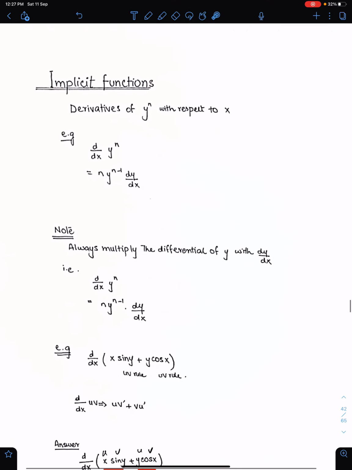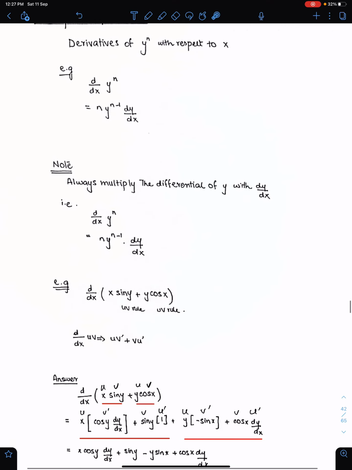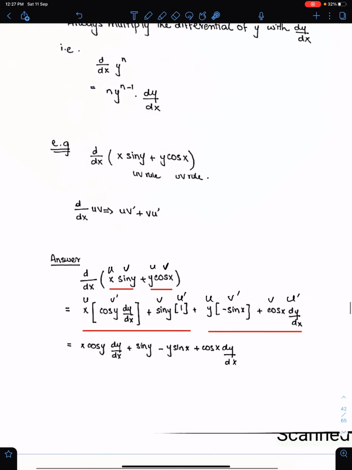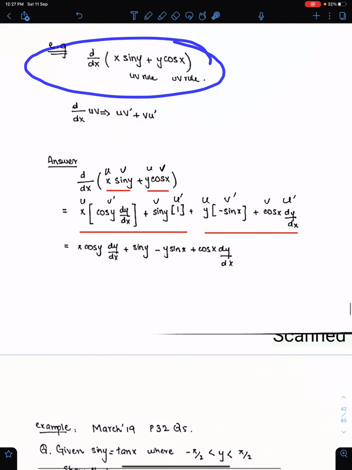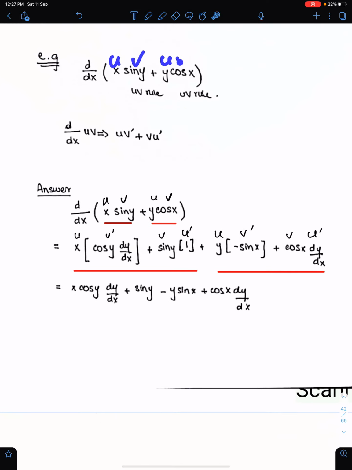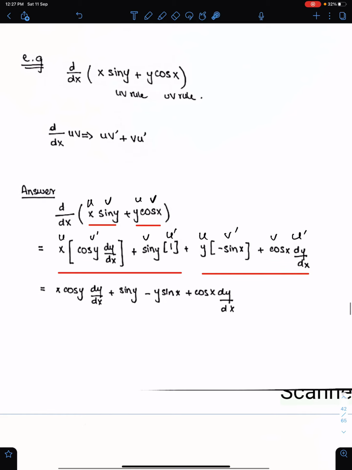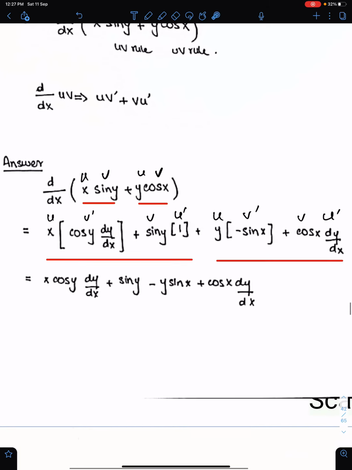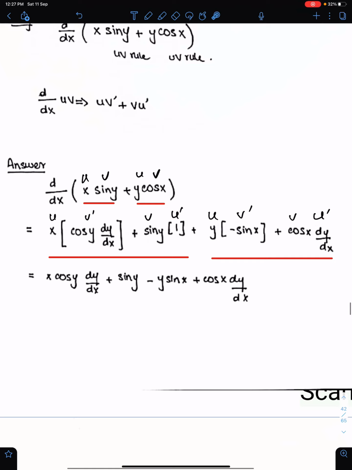Next question. This is the next example. This is uv and this is also uv. So make sure you use the uv rule very carefully. So according to uv rule, we are applying the uv rule here first. So copy x here according to uv rule, u here, and differentiate sine y.